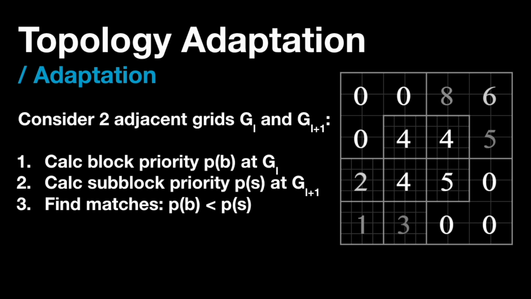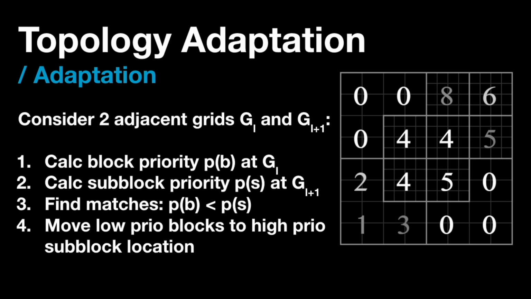And we then find pairs of blocks and subblocks where the priority score of the high resolution block is lower than the priority score of the low resolution subblock. These pairs violate our optimization criterion. To solve these violations, we coarsen the low priority blocks and refine the high priority subblocks by moving the low priority blocks to the location of the high priority subblocks.